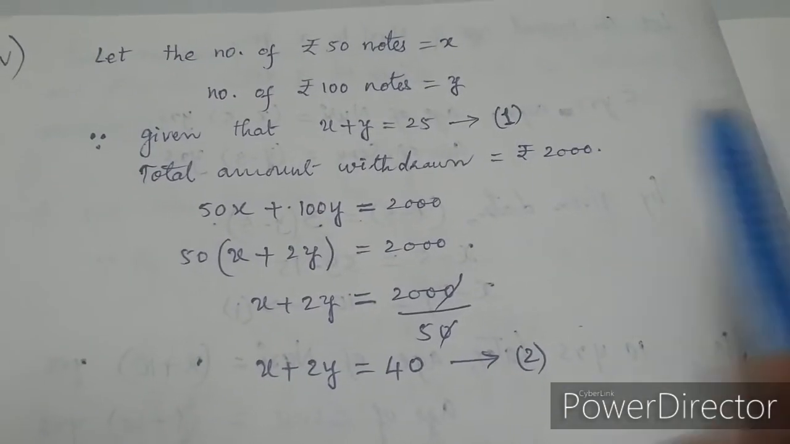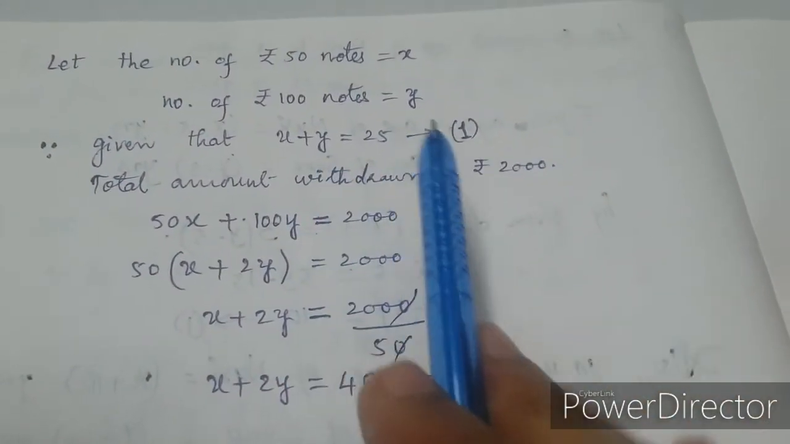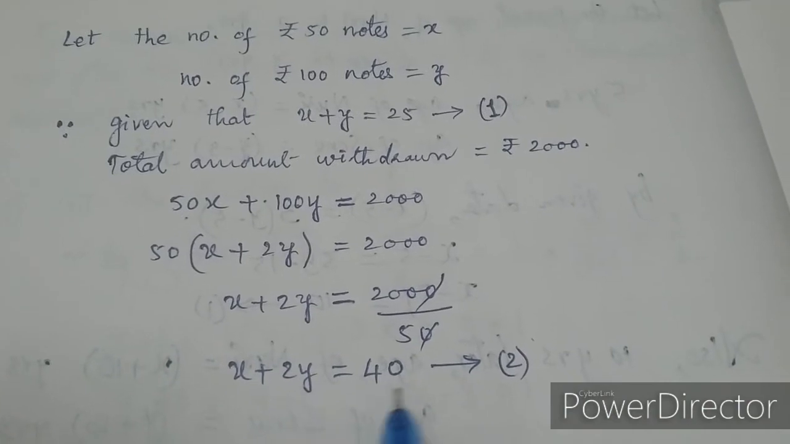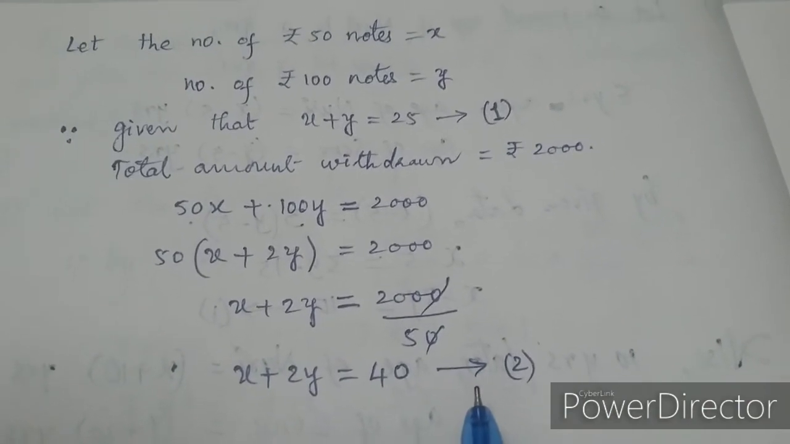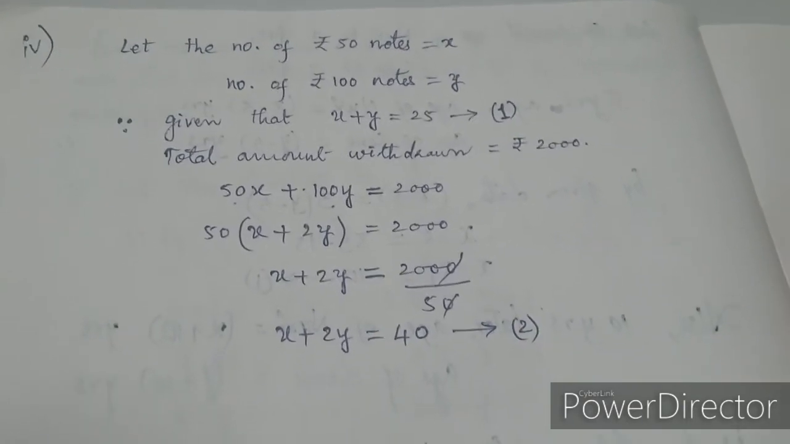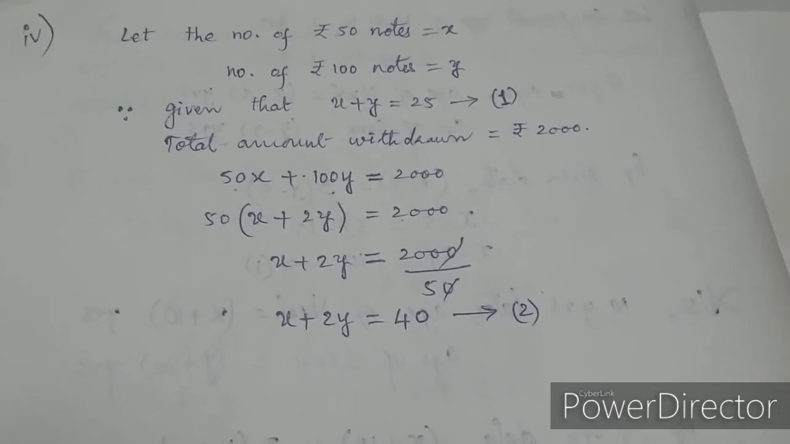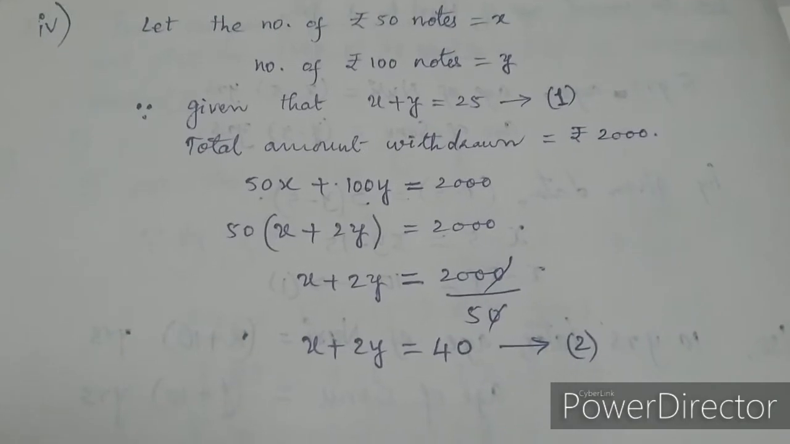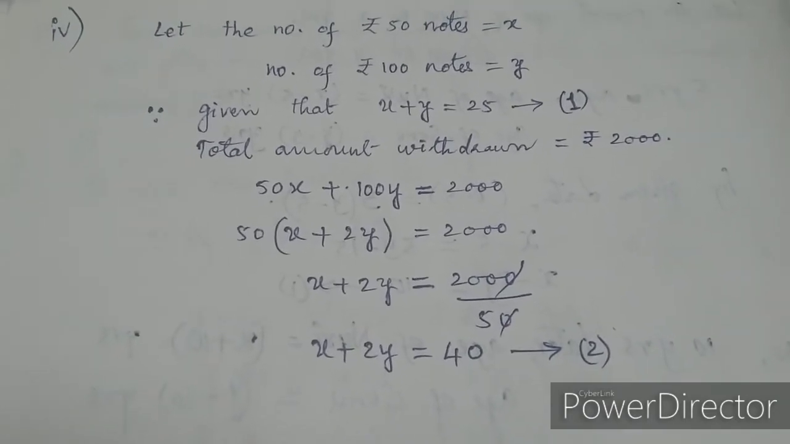So first equation X plus Y equal to 25. Second equation X plus 2Y equal to 40. Check whether unique solution exists or not. If it exists, then solve it by using elimination method. Let us see one more problem.